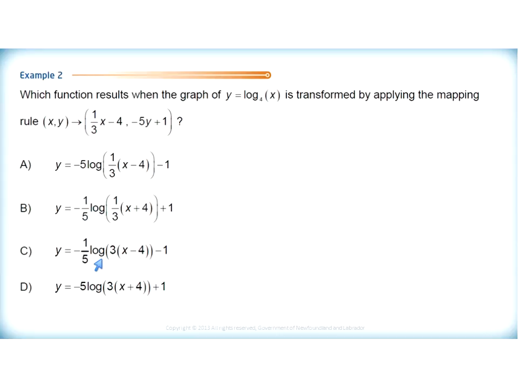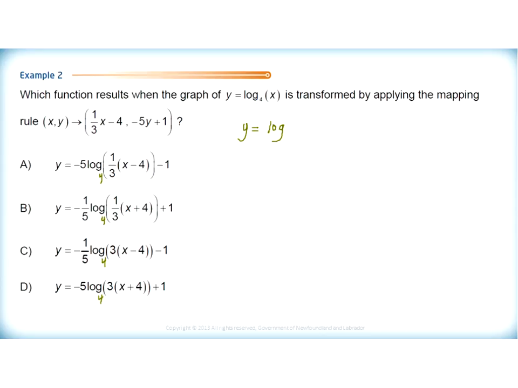Notice in all examples that there is no base given for the log, so we understand that to be a common logarithm with a base of 10. So let's take the mapping rule and convert it then. So we have y equals the log of, that's supposed to be a base 4 logarithm for each of these cases, because the graph of y equals the log of x to base 4 is what's transformed.